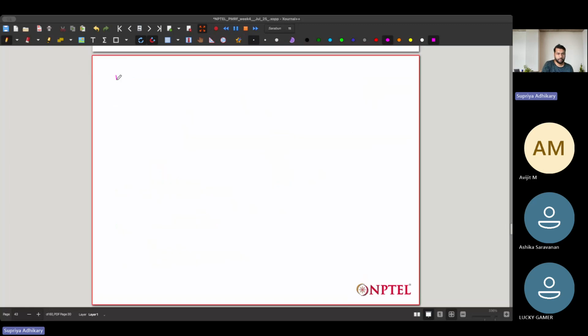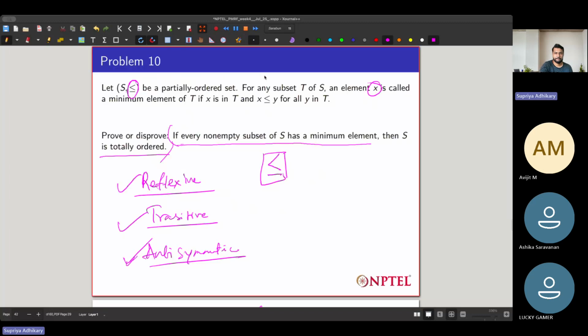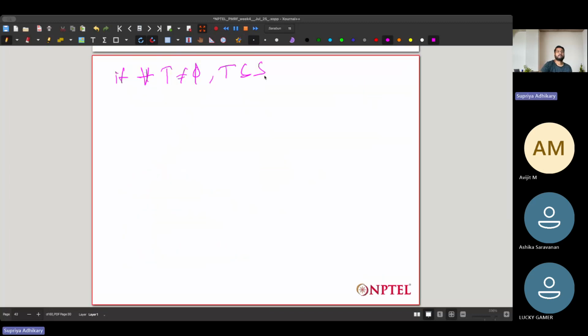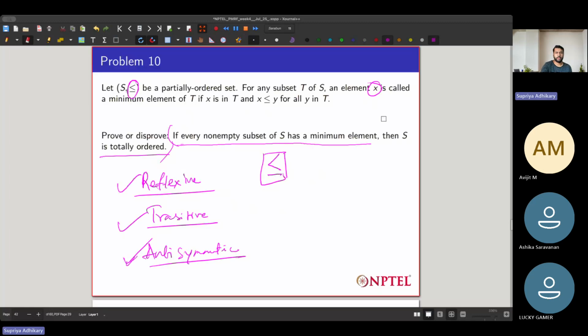So we have to prove that if every non-empty set, that is for all P not equal to phi, non-empty set, and P a subset of S, okay. So we have two statements over here: that if every non-empty subset has a minimum element, then we have to prove that S is a totally ordered set. So this is what we are going to prove.